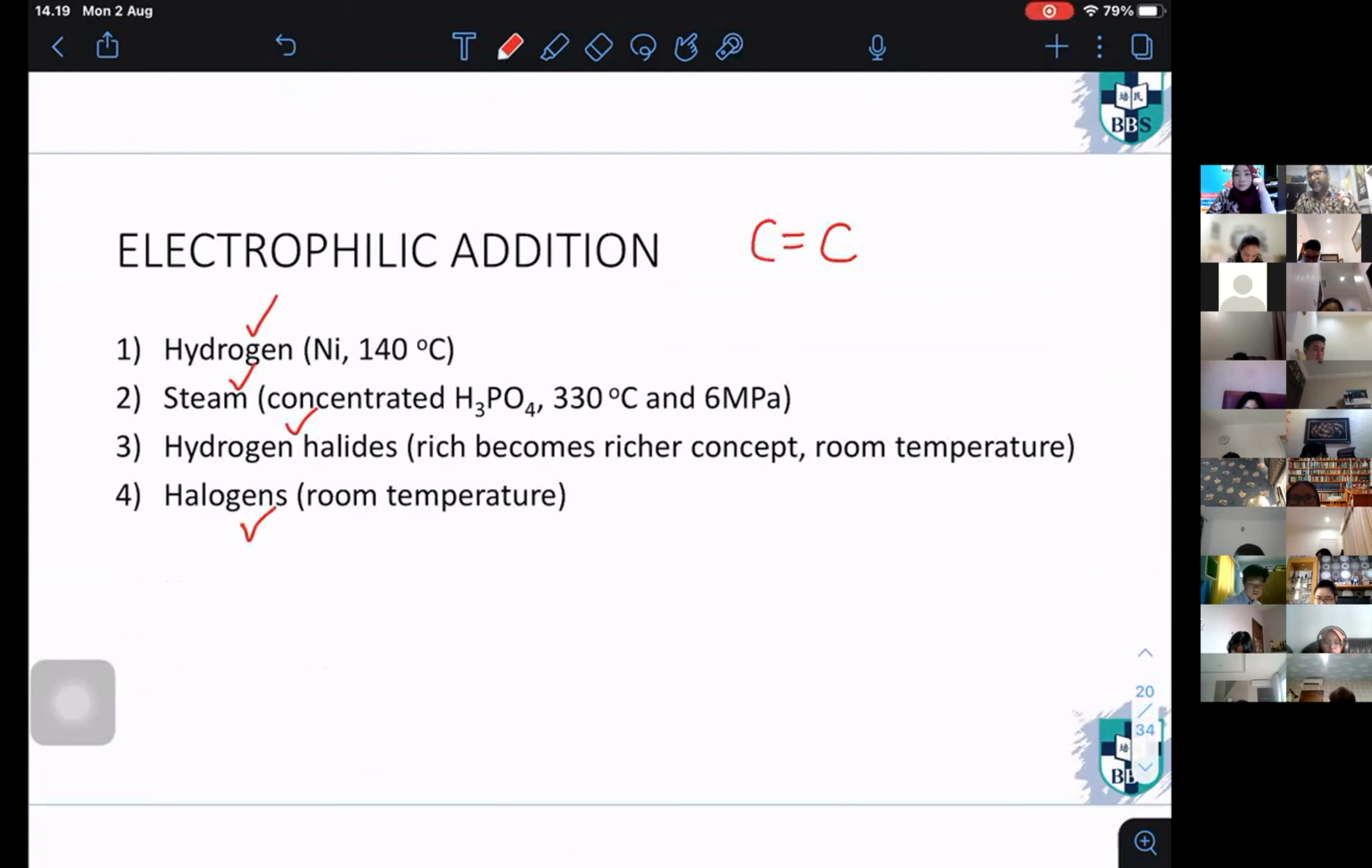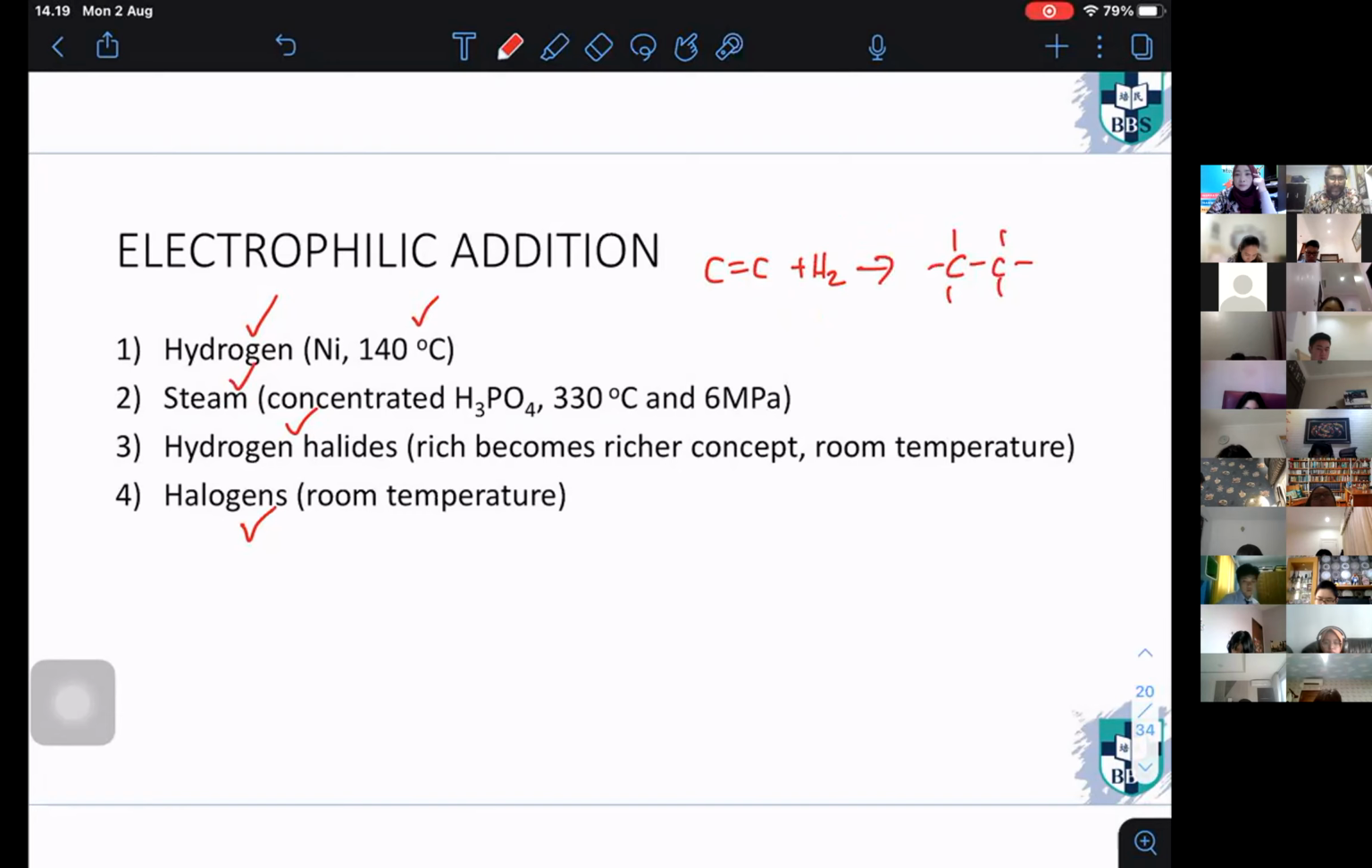And the conditions are very important. Hydrogen: what are the conditions? Nickel catalyst, 140 degrees Celsius. When you add hydrogen, the hydrogen will come here, hydrogen will come here, and the double bond is broken. So if I write it down, you will have something like this plus H2. Everything is going to become a saturated bond. Alkene will change into alkane.